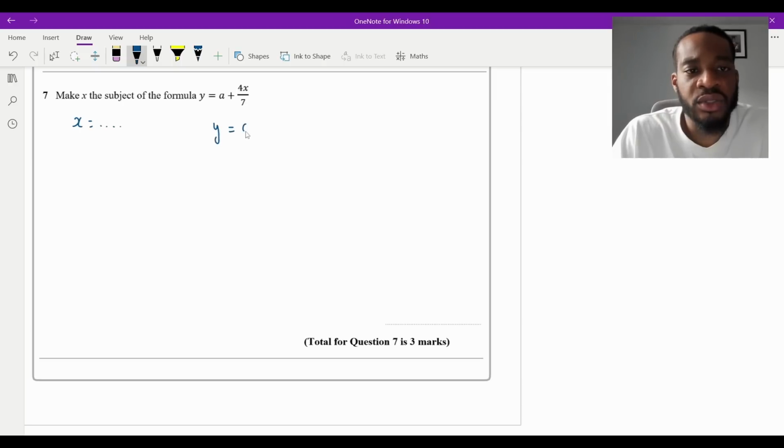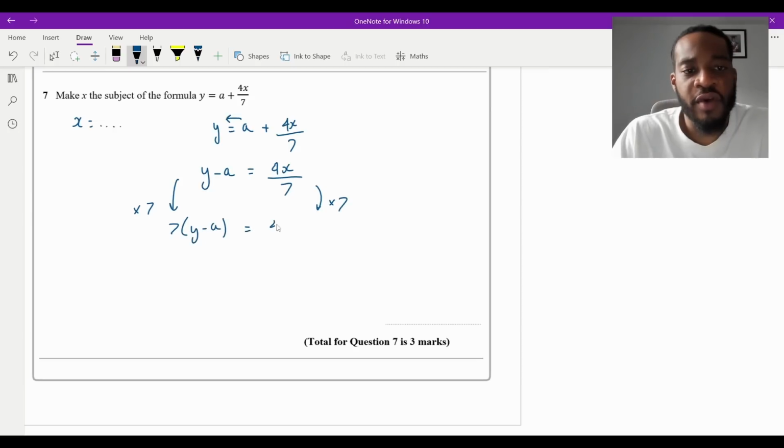Let's start. So y is equal to a plus 4x divided by 7. Firstly, let's move that a around, so move that over there. That's going to be y minus a is equal to 4x over 7. Now I need to get rid of that 4 and that 7. Firstly, let me get rid of that division by timesing. So I'm going to times both sides by 7, like that. So it's going to be 7 and then bracket y minus a is equal to 4x.